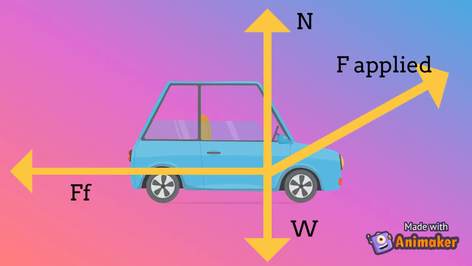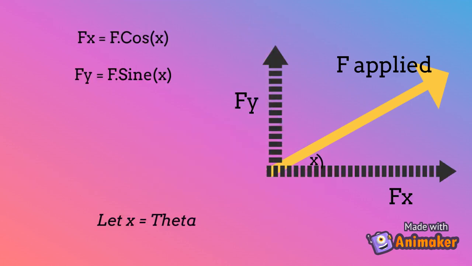Before you even begin any calculation about the car, it is important to resolve the applied force into its X and Y components so that you can deal with forces that act horizontal and vertical only. If we resolve the applied force, we will get two components, X and Y. For the X component we will use the formula Fx equals F cos theta. For theta we will use θ. θ is our angle between the X-axis and the applied force. For the Y component we will use the formula Fy equals F sin theta. Remember that in both formulas F stands for applied force. So Fx will act horizontally to the right while Fy will act upwards.